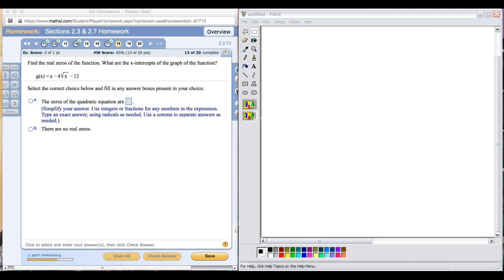All right, so for our next problem, we see here that we're wanting to find the zeros, or the real zeros rather, of the function g of x here, and we can clearly see that g of x is not a quadratic function. However, we're going to use substitution to turn it into one that looks like a quadratic function.